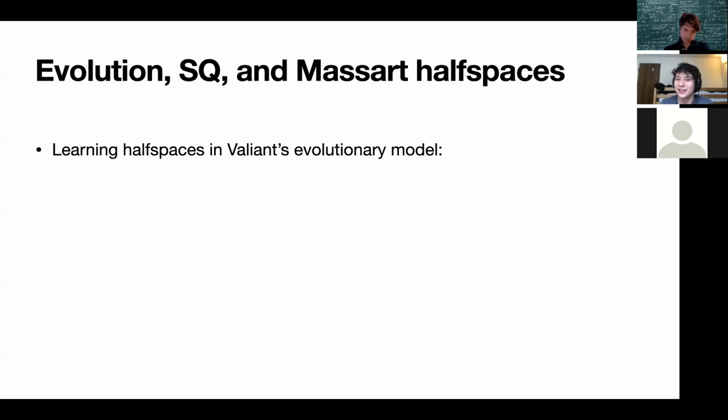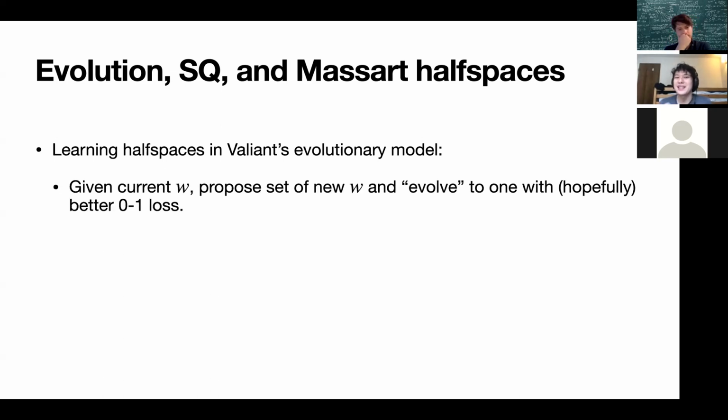So I'm not going to define fully the evolutionary model because it turns out it has a useful characterization that's much easier to state. But the original definition of the model is basically something like this. Say we want to learn a half space. We start with a half space W. We come up with a proposal set of possible W we might want to evolve to, and we look at how good they all do in the 0-1 loss. Basically, if one of them does much better than the current W, we will evolve to that. So it's a little more complicated than this, but basically that's what the evolutionary model is about.